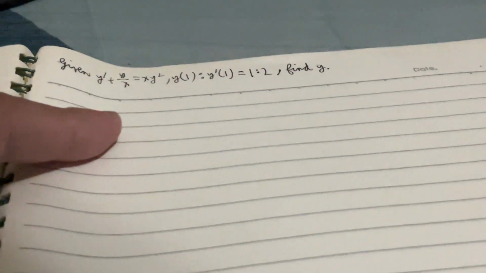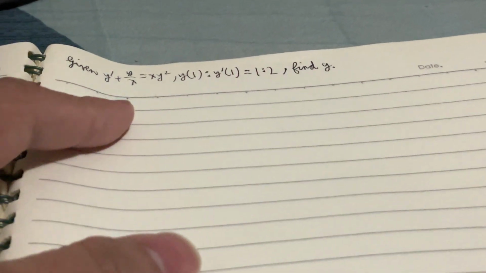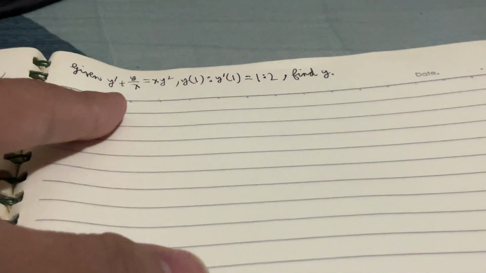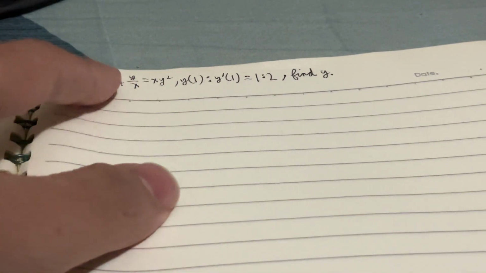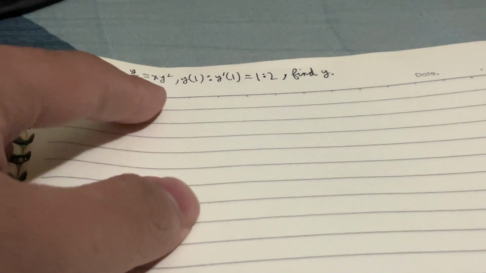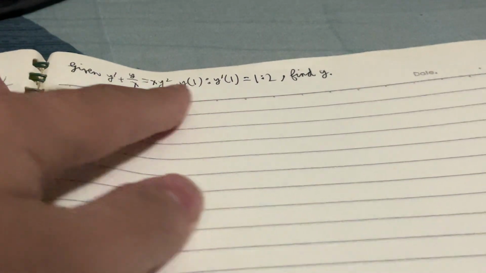So here, first step, we are going to look at this y prime here, and then plus, you can see the coefficient before y is 1 over x here, and then finally we have x times y squared.